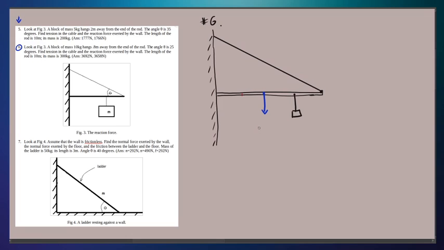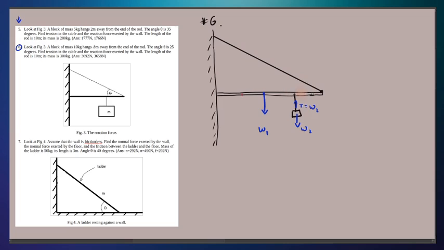So here's weight, and we're going to call it weight 1. Now there's also this weight here that is pulling on the bar. So what I'm going to do, just looking at this mass itself, is there's a weight here, and then there's a tension here. And of course these two are the same, right? This tension is weight 2.